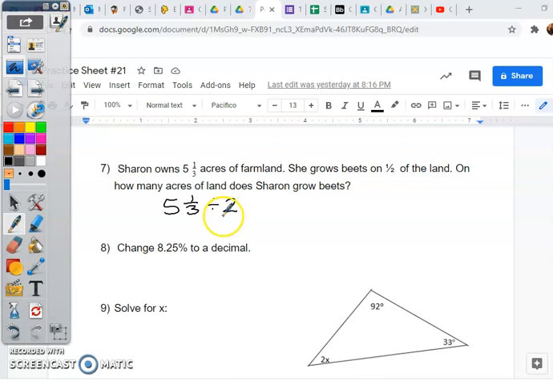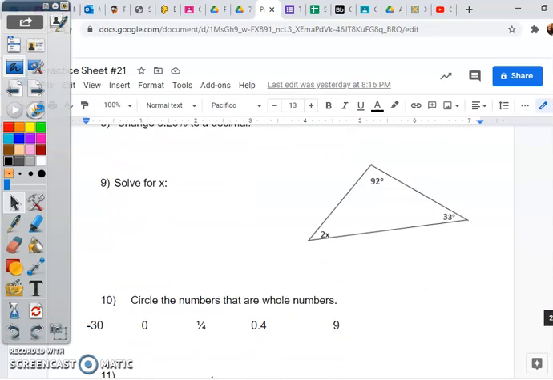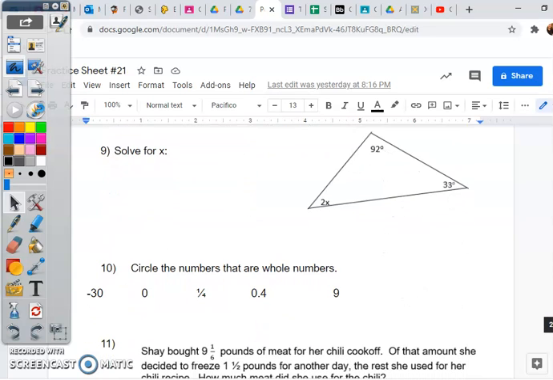So remember on this, we would do 2 over 1. We're going to make this improper, Texas, and then do keep, change, flip, okay? Make sure your answer is a mixed number, not a decimal, okay? Number 8, super easy. Change the percent to a decimal. You move it 2 times to the left. Number 9, solve for x. All I'm going to tell you is we know our end point is 180. So remember we add 2x plus 33 plus 92, or 2x plus 92 plus 33. It doesn't matter. And then solve for x.